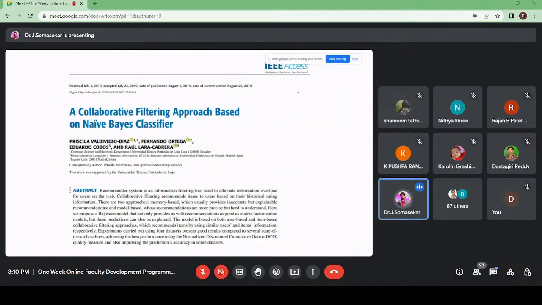That is also published in IEEE only. IEEE means standard publications only. So we have done a collaborative filtering approach by using similarity, that is called the Pearson correlation coefficient. But here, the idea is how to apply a Naive Bayes classifier. So that is the idea I have given just now.